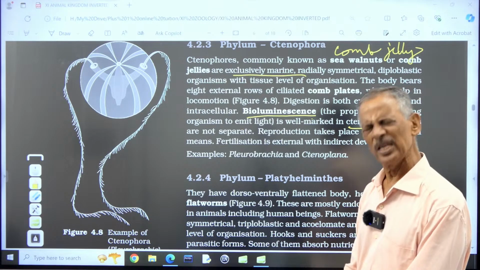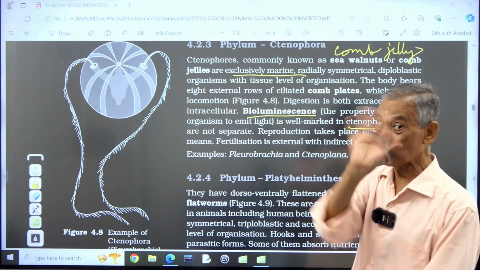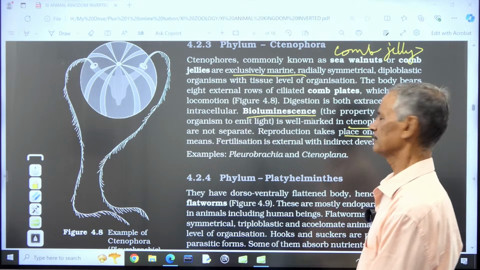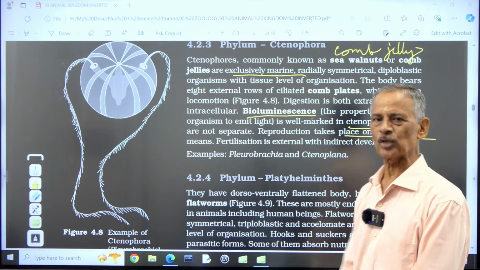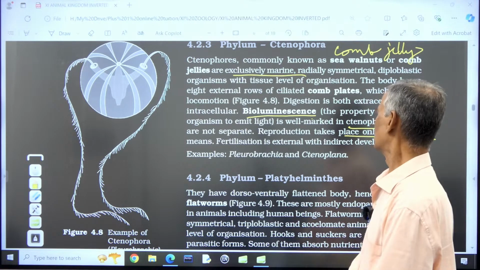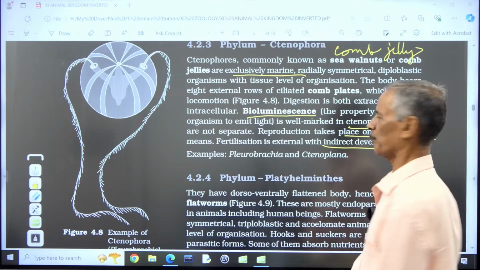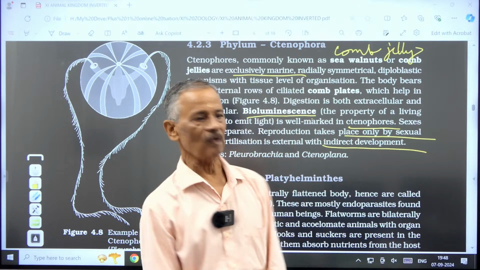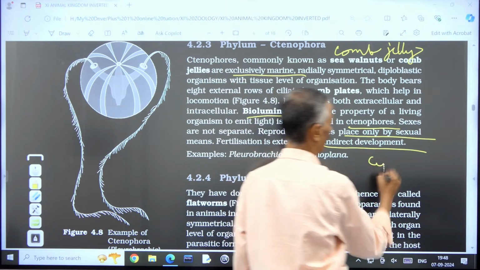They reproduce only sexually, no asexual reproduction, only bisexual means. During sexual reproduction, there is the formation of a larva. There is an indirect development, meaning there is a larva. The larva is called cydippid larva.